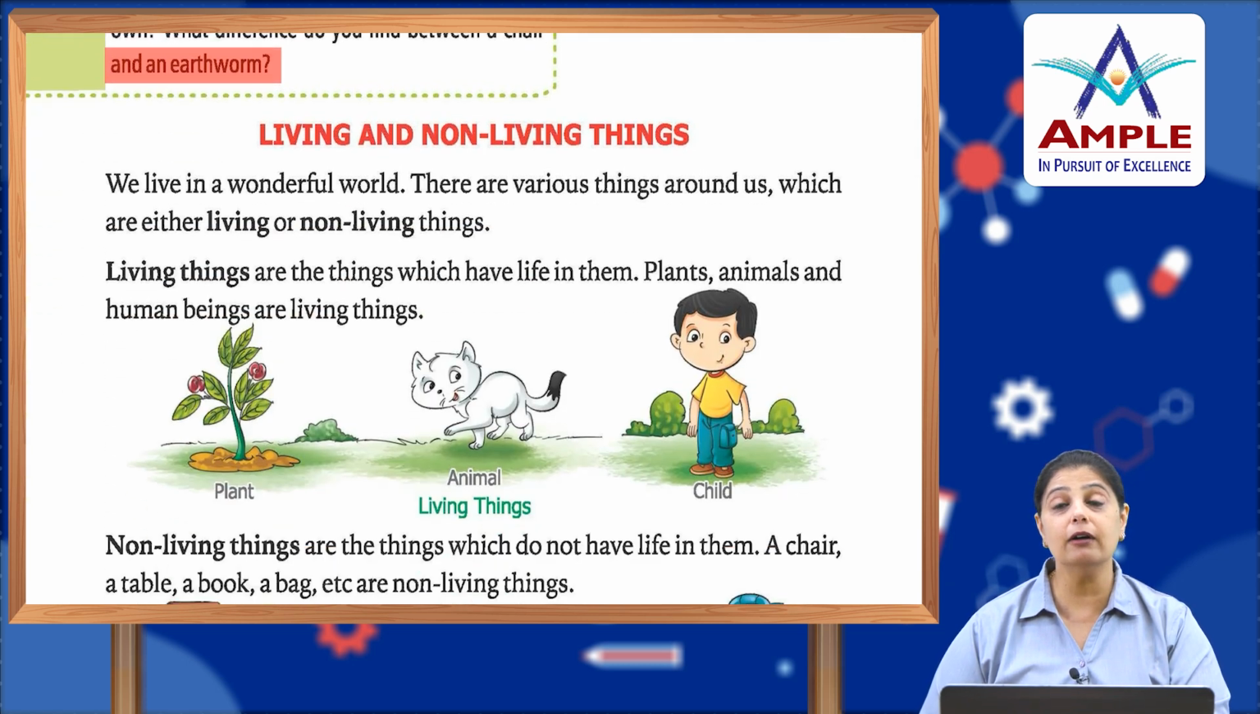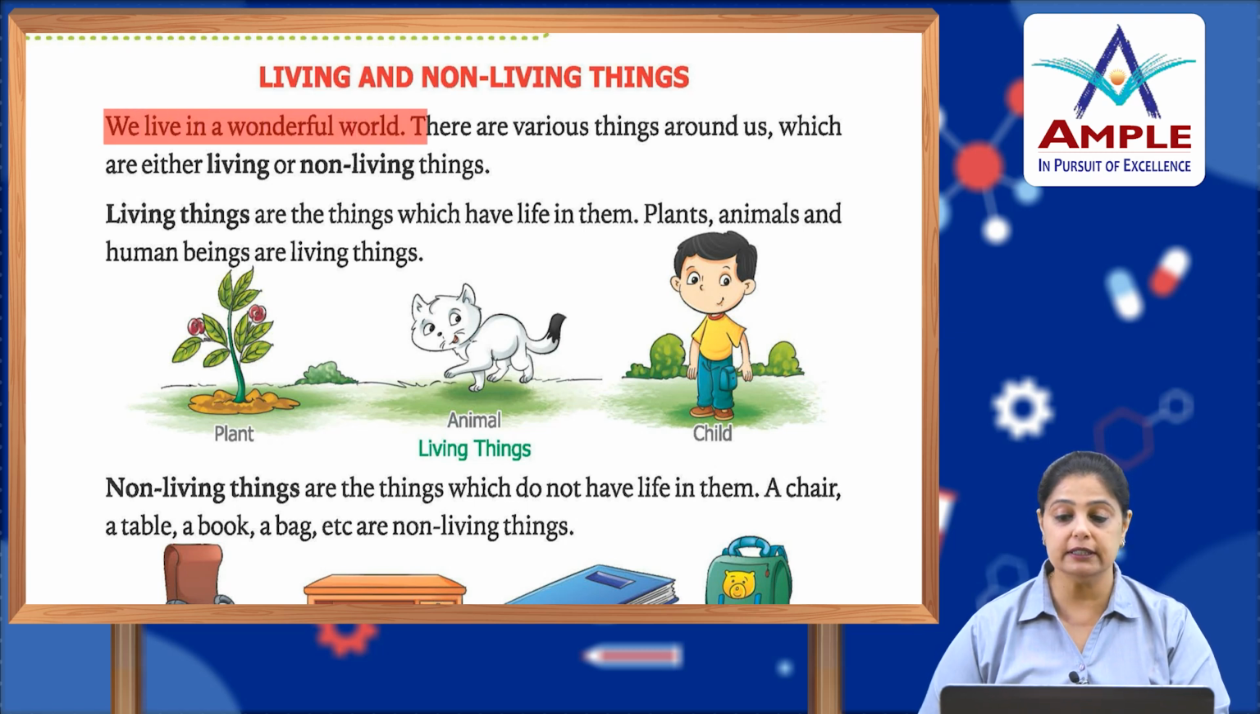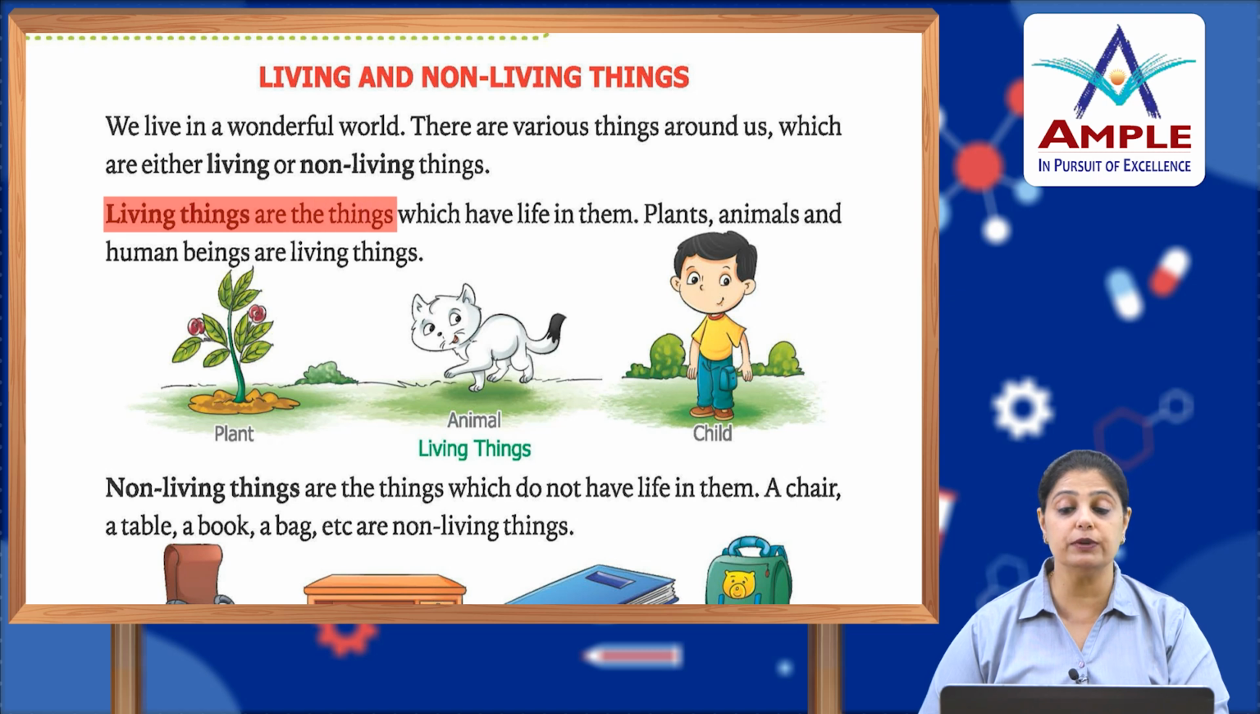We are going to talk about living and non-living things here, okay? We live in a wonderful world. There are various things around us which are either living or non-living. Now, what are living things? Living things are the things which have life in them. Plants, animals and human beings are living things.